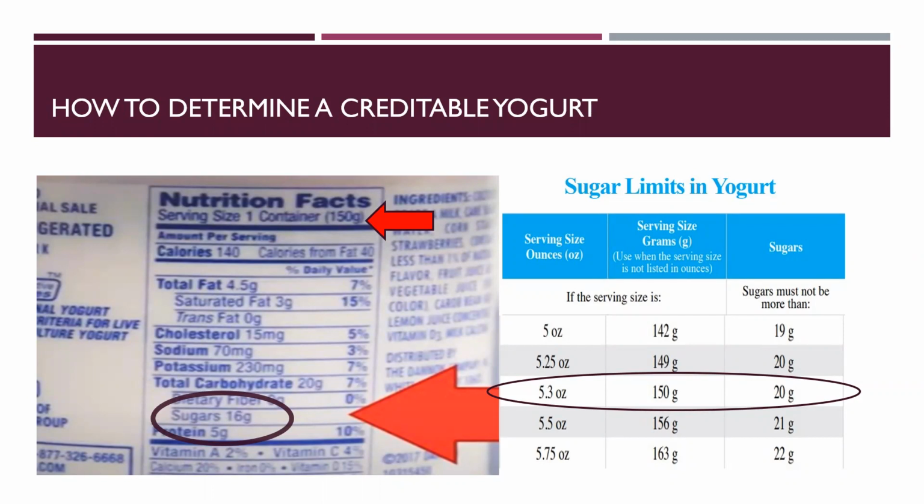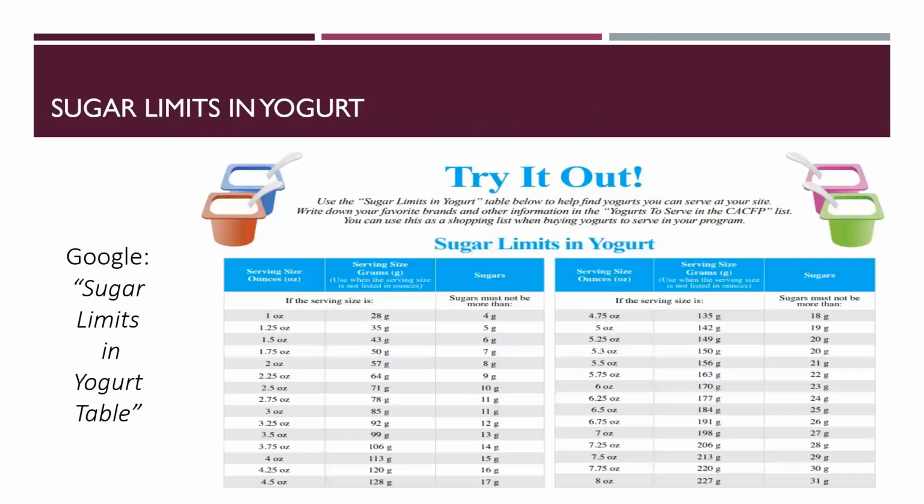Return to the nutrition facts label and locate the amount of sugar in this product. It's circled and shows that this product contains 16 grams of sugar. Because the grams of sugar did not exceed 20 grams, we know that this yogurt is acceptable to use in CACFP meals.